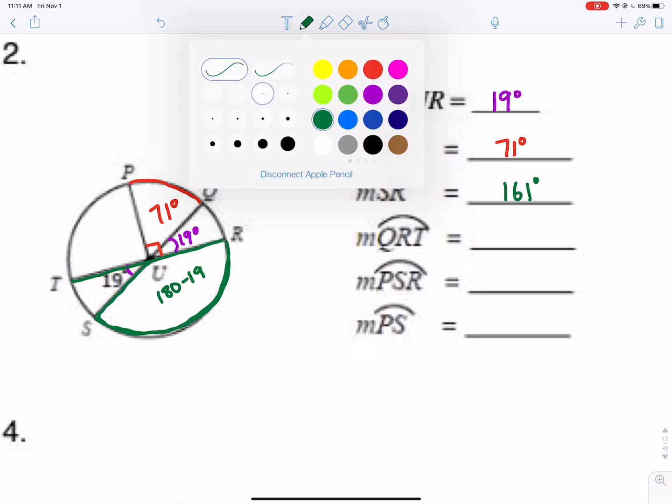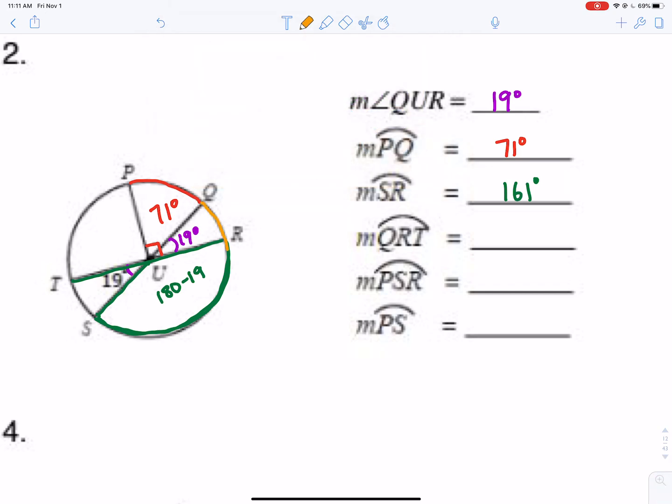And then the measure of arc QRT. So if we go from Q to R all the way around to T, that would be the 19 plus the 161 degrees plus another 19. So 19 plus 161 plus 19 would be 199 degrees total. And then the measure of arc PSR.